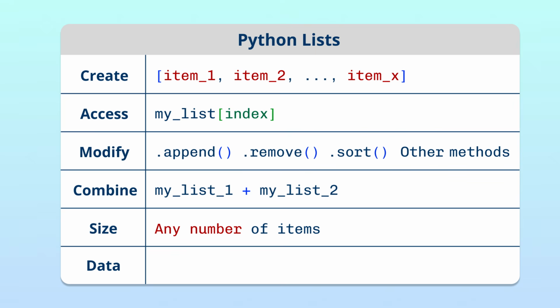And second, a list can store any kind of data, strings, numbers, and even other lists, all in the same collection if you want. This flexibility makes lists an essential building block in Python.